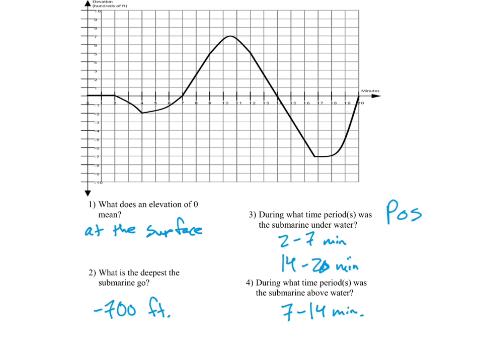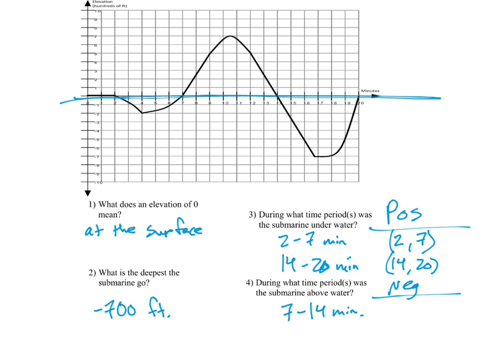Positive means above the water. If you think of your x-axis as the water, that's above the water. And then negative means below the water, or below the x-axis. So if I was writing the intervals where this function was positive, instead of writing 2-7, I write (2, 7) with my interval notation. And then also 14 to 20 minutes using interval notation.